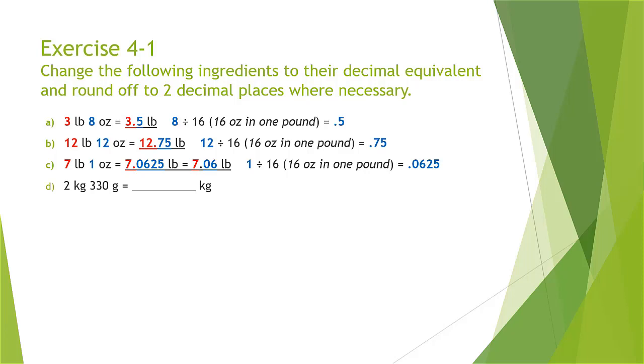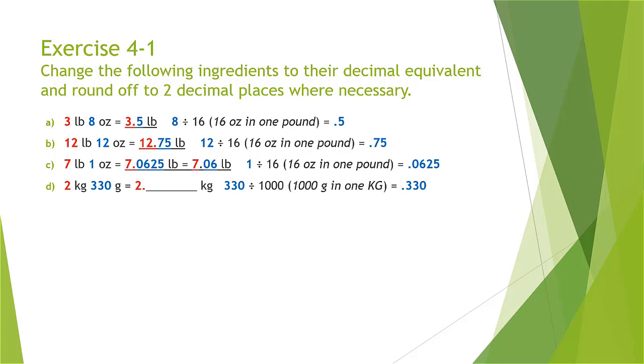Just because it's metric doesn't mean anything changes. If I have 2 whole kilograms in the ingredient amount, I'm still going to have 2 whole kilograms in the decimal amount, so the no-brainer part still applies. 2 decimal something kilograms. Now I need to deal with the 330 grams. This is why the metric system is so much easier. This is the relationship, 330 grams out of 1,000 grams.